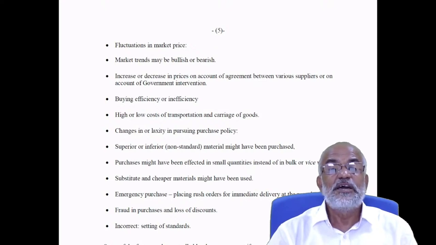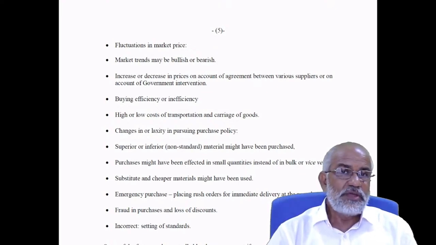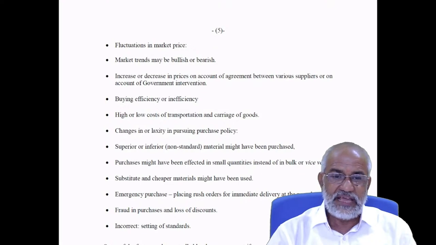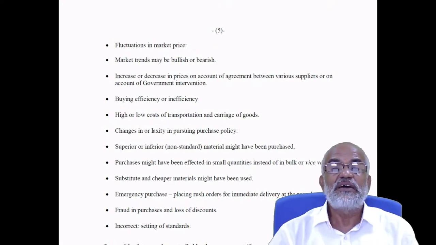The next reason is purchases might have been effected in small quantity instead of in bulk or vice versa. That means if you are purchasing in piecemeal instead of going for bulk purchase, the result will definitely have an adverse impact on the pricing of the product, and this will affect adversely the direct material price variance.